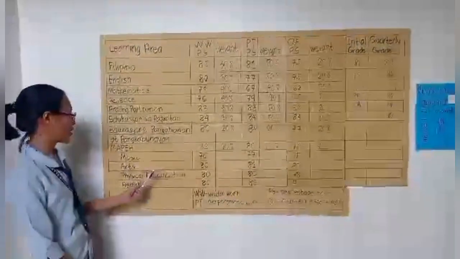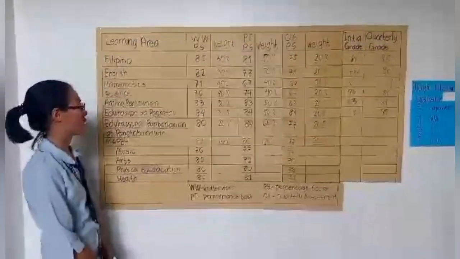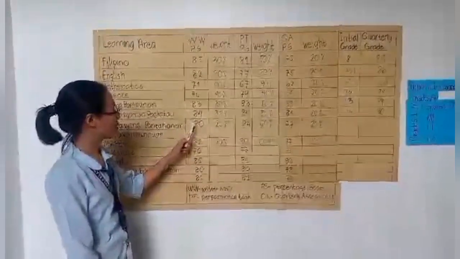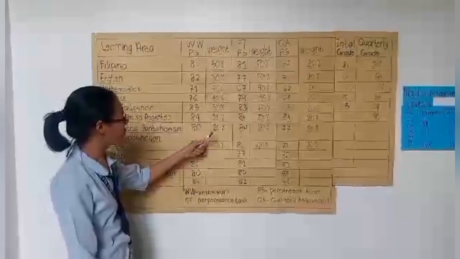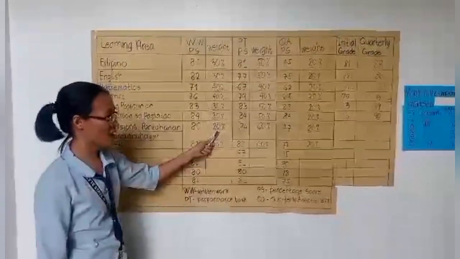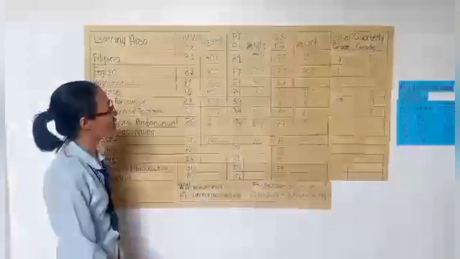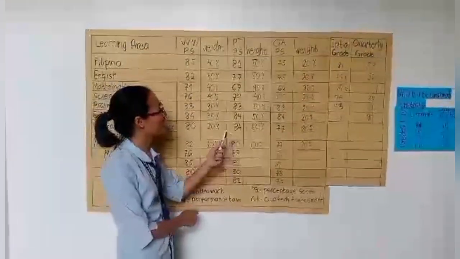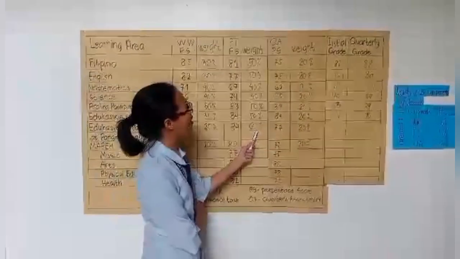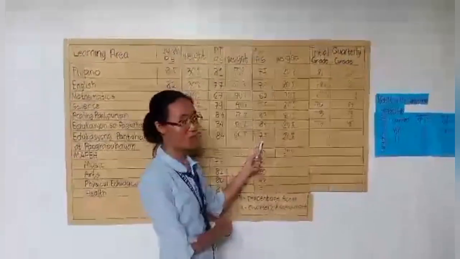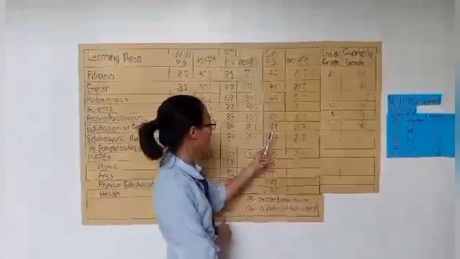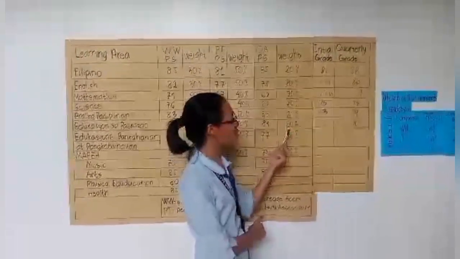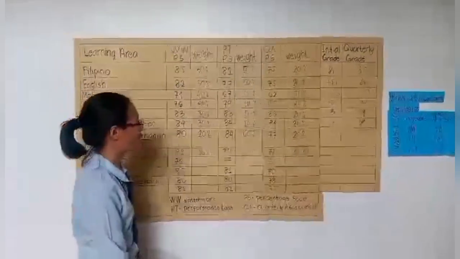Next, we have Edukasyong Pantahanan at Pangkabuhayan. So we have here the percentage score of written work, 80, and its weight 20% based on the table of weight of the component. Then percentage score of performance task 80, then weight of component 60%, and percentage score of quarterly assessment 77, then 20% based on the table of weight of the components.